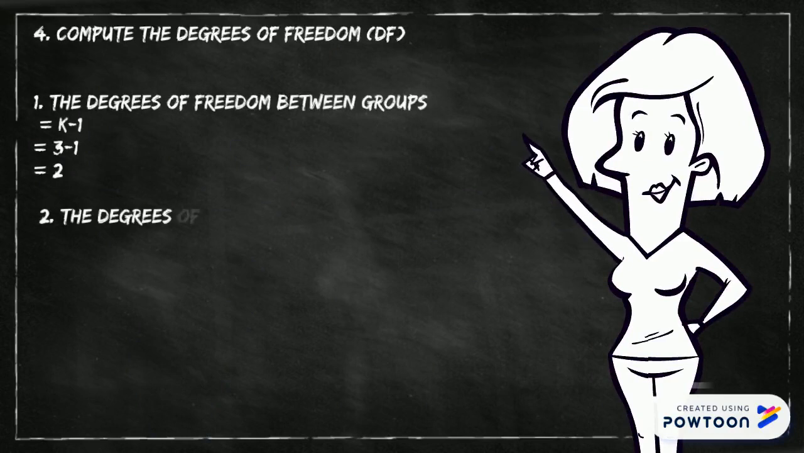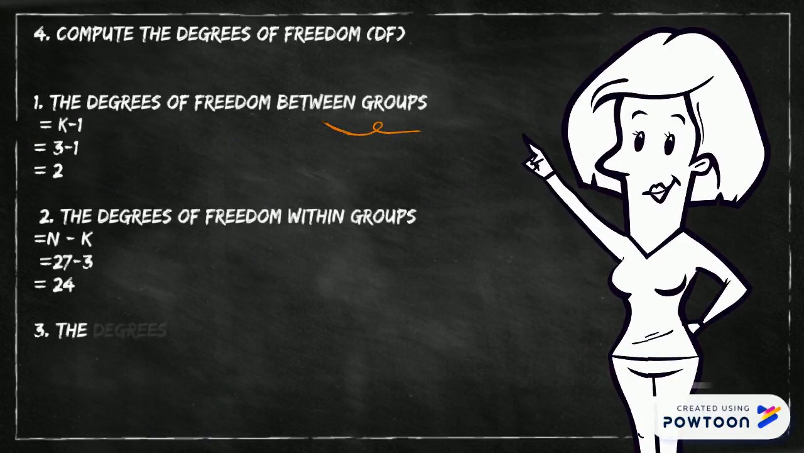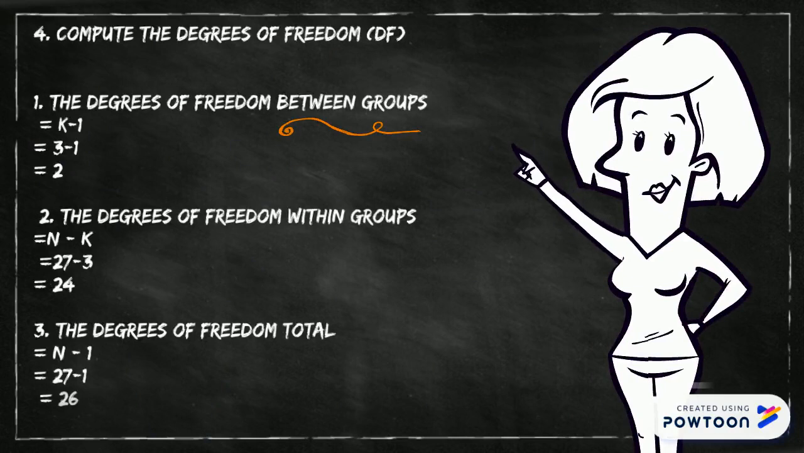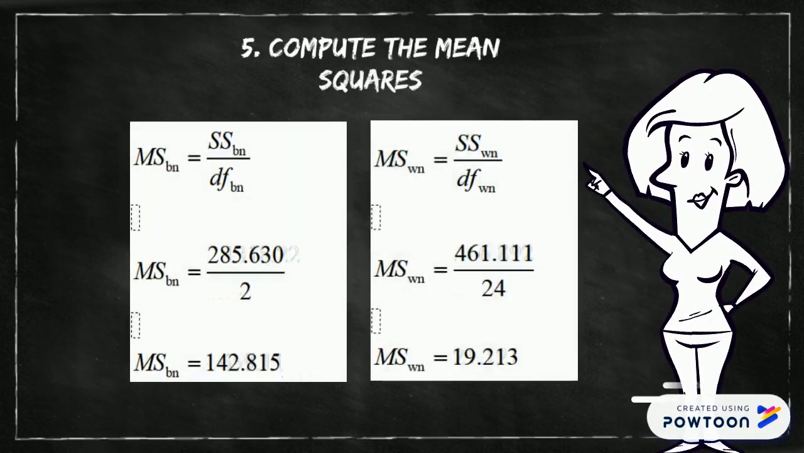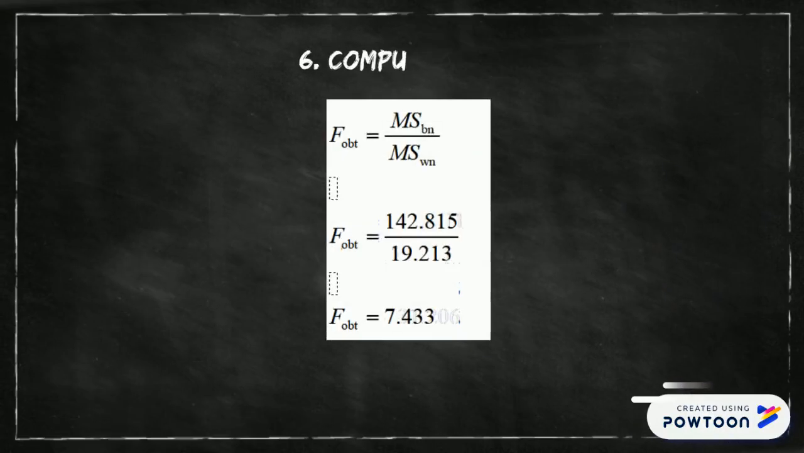First is the degrees of freedom between groups with k minus 1, wherein k is the number of groups. Then the degrees of freedom within groups with N minus k, wherein N is the total number of respondents. Then the degrees of freedom total with N minus 1. For the fifth step, we compute the mean squares. First is the MS between, wherein we divide the SS between by DF between. Then the MS within, wherein we divide the SS within by DF within. And lastly is to compute the F obtained, wherein we divide the MS between by MS within.